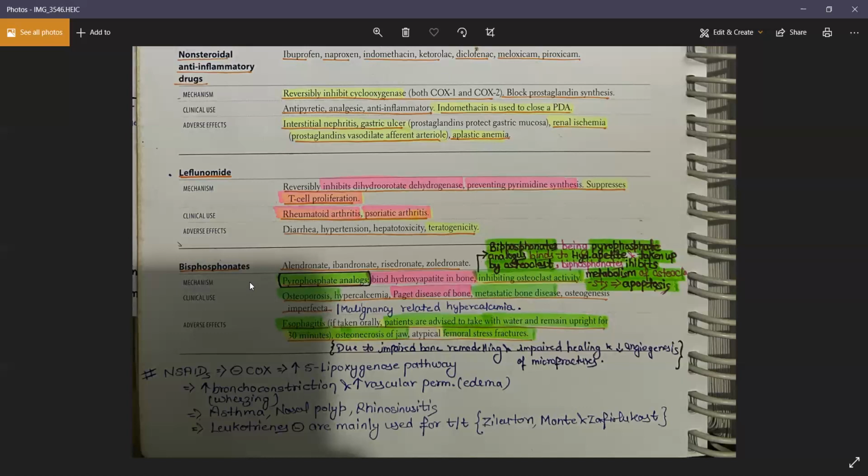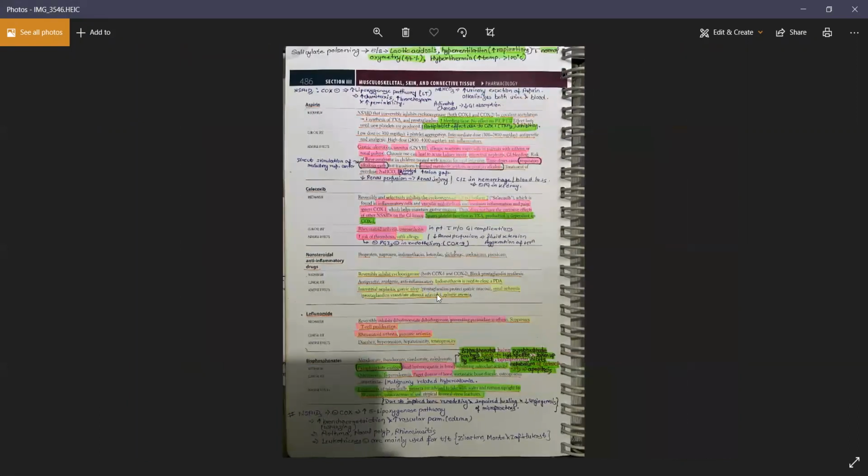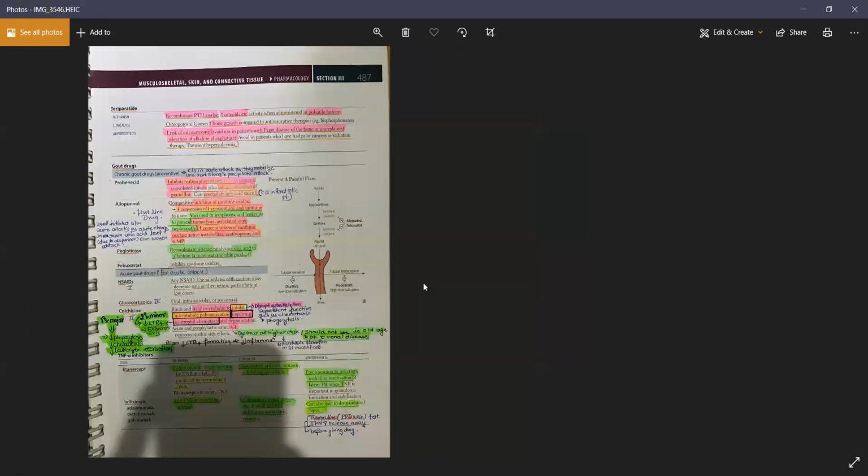I'm having one confusion. The hydroxyapatite is the organic part, right? Hydroxyapatite is the inorganic part, calcium phosphate. The collagen is the organic part. Okay, I got it. Thank you. So any doubts so far on this page? No, thank you.